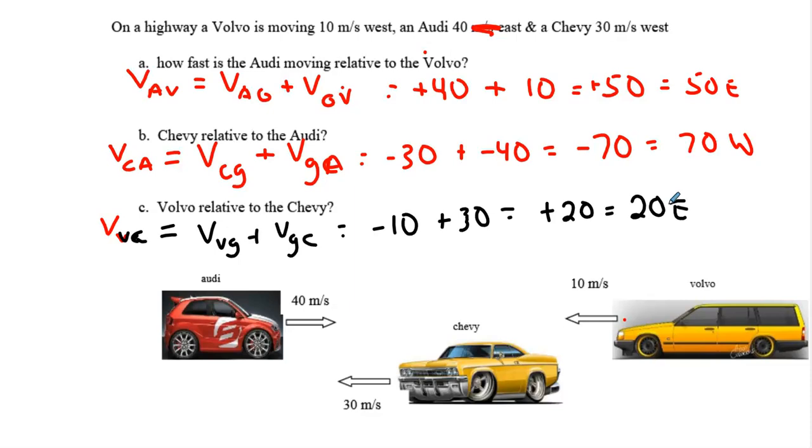In other words, I'm sorry, I had it backwards when I said earlier. If you're in a Chevy, it's going to look like the Volvo is receding from you. It's moving to the east because it's going slower. If you're in a Volvo, the Chevy is going to seem to be going 20 to the west.